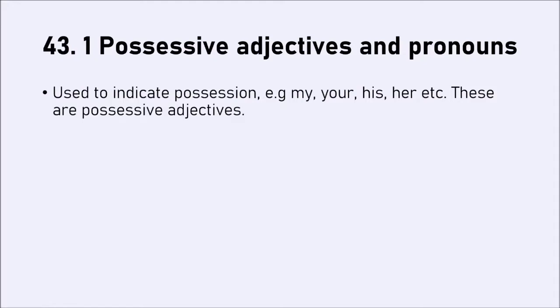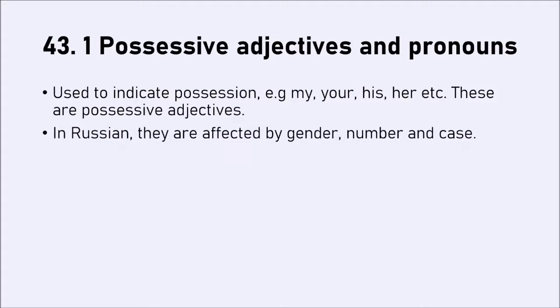Yes? Now, because these are adjectives, remember that in Russian, adjectives always have to agree with the noun that they're describing by gender, number, and case. This therefore also applies to possessive adjectives.